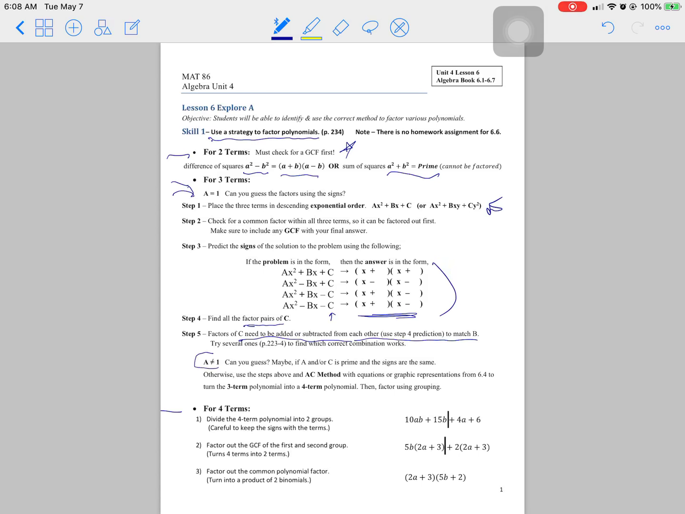And if A is greater than 1, if they're perfect squares or they're both positive, maybe you could still guess and check. But otherwise, use the AC method, which turns a 3-term into a 4-term. And then how you do a 4-term is you start by dividing it in half, find the GCF of the front half, then the GCF of the back half, and then put it together. So that should be everything from the chapter.